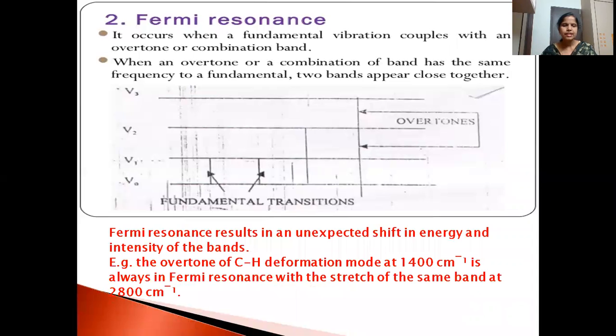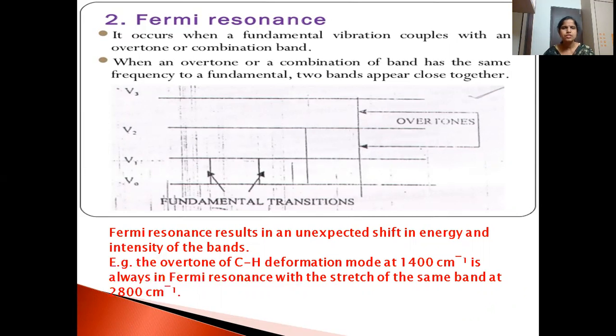Now suppose we take an example of any aldehyde, C double bond O H. In aldehydes, Fermi resonance bands appear. The overtone of the CH deformation mode appears at 1400 and is always in Fermi resonance with the stretch of the CH stretching band at 2800 centimeter inverse. So for aldehydes, we find a doublet at 2800 centimeter inverse. That is forming due to this Fermi resonance.